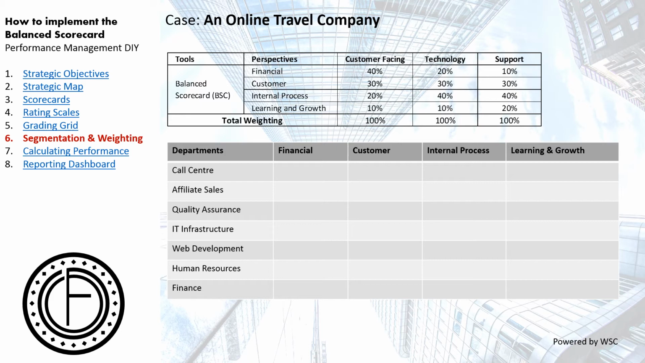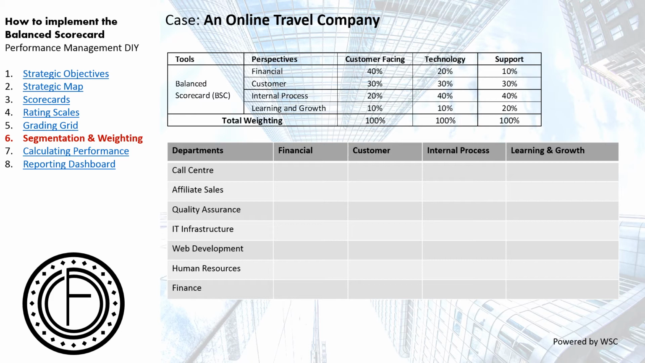Now, if we take the case of our online travel company, we have the departments here: call center, affiliate sales, quality assurance, IT infrastructure, web development, human resources, finance. If you're going to plot them, obviously call center you will plot under customer facing. So for call center under customer facing, the weighting for financial is 40%. The weighting under customer is 30%. The weighting under internal process is 20%. Then under learning and growth is 10%.